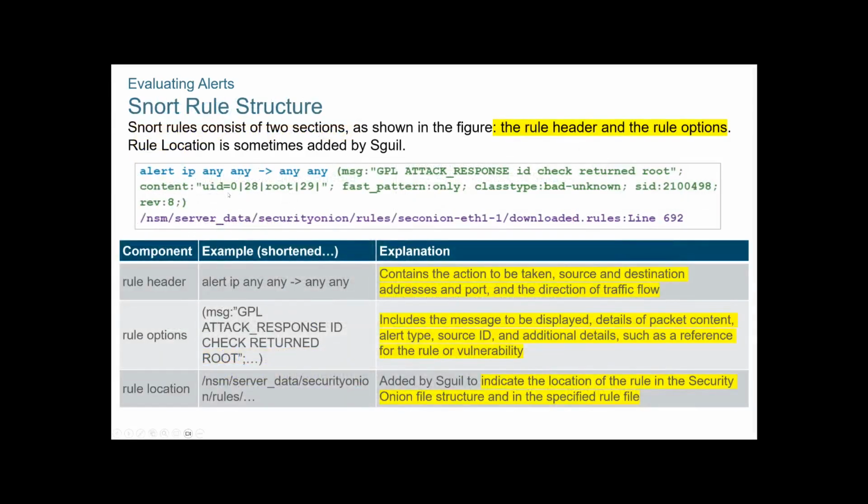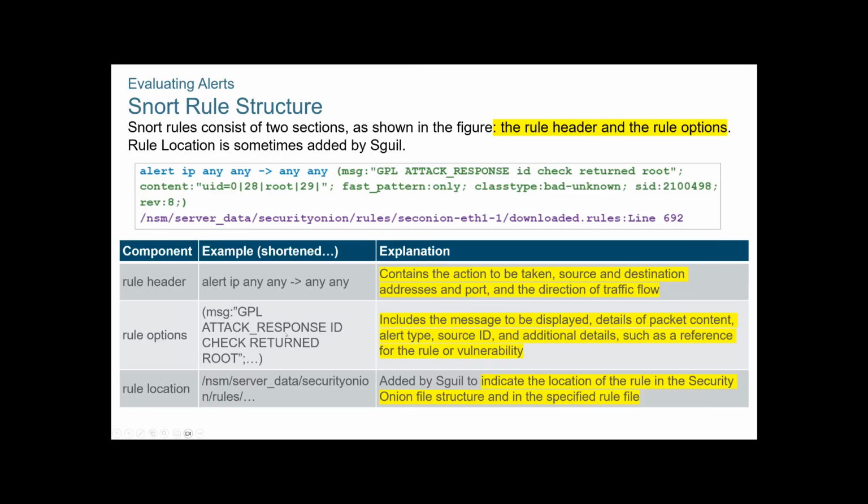So here is the alert, and you kind of have to break it down and look at the syntax separately. We have a rule header. The rule header is alert IP any any to any any. That just means any source and destination, any source and destination port, and it tells the direction of the traffic flow. That was source to destination. If it was destination to source, the arrow would be the other way.